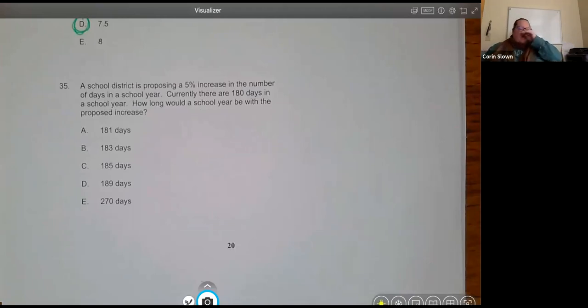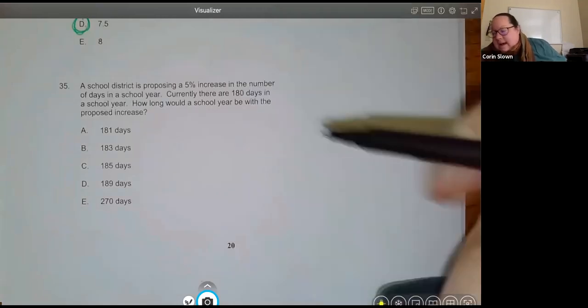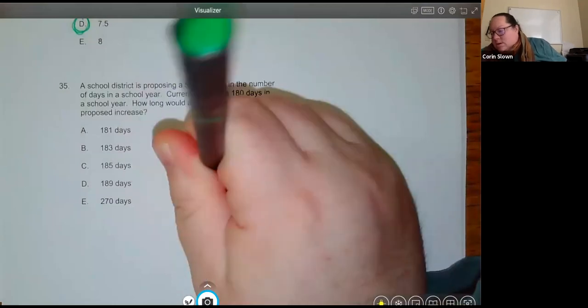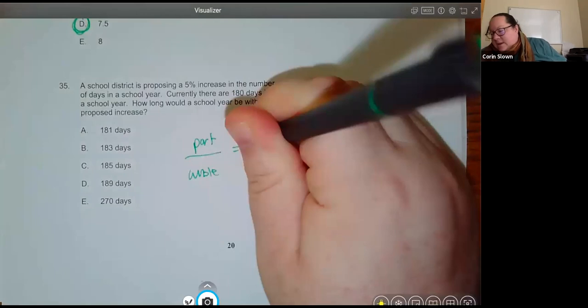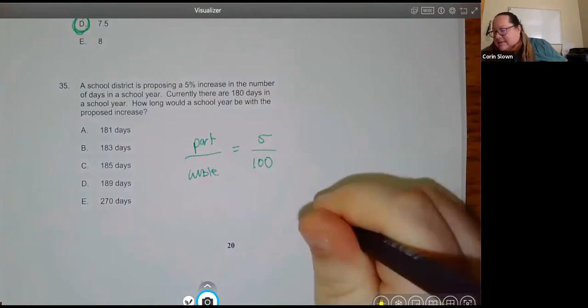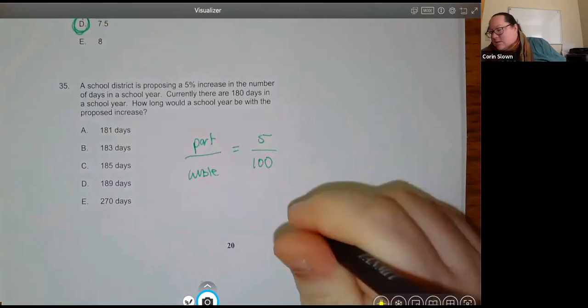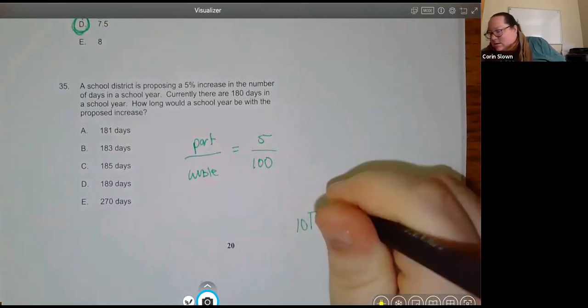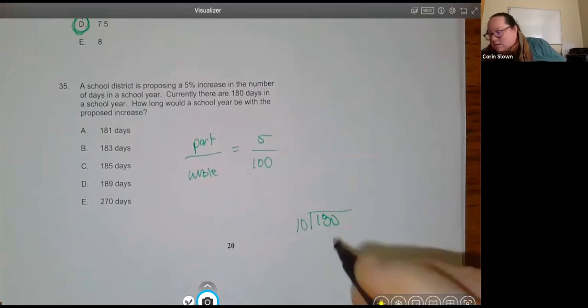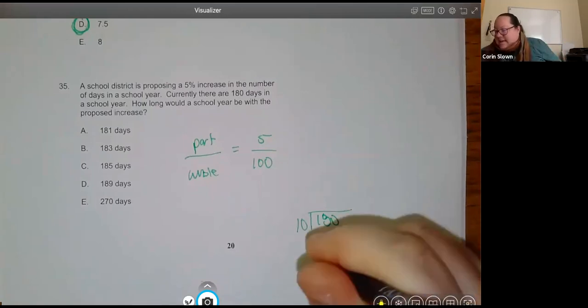Okay, so I need to figure out what 5% is. So 180, remember I have part over whole. Okay, so I want 5% out of 100. Now, it might be easier for me to figure out what 10% is. Here's my thinking. I have 180 days. If I divide 180 by 10, that should just be 18, right? 10 times 18 is 180. So 10% would be 18 days.